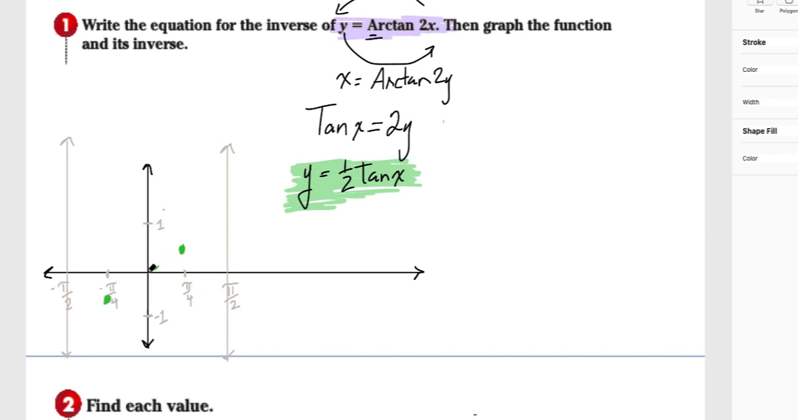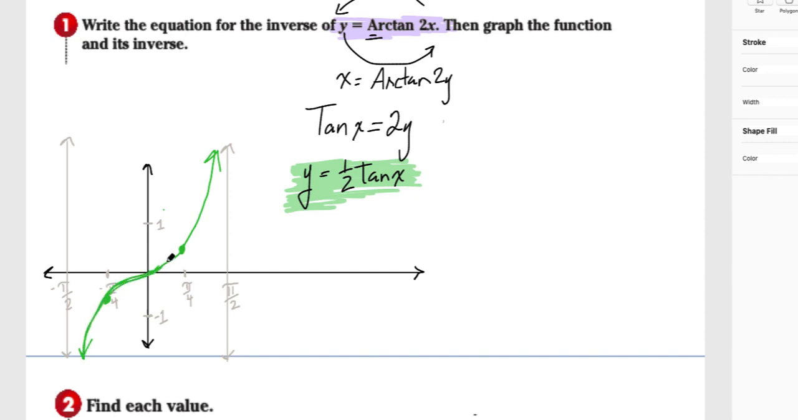So this gives us a shape of the graph doing something like that, and then it goes back like this, and then it gets asymptotic as we get to those other values there.